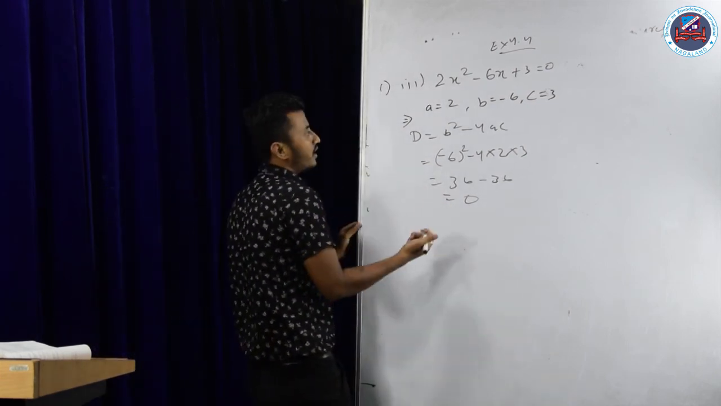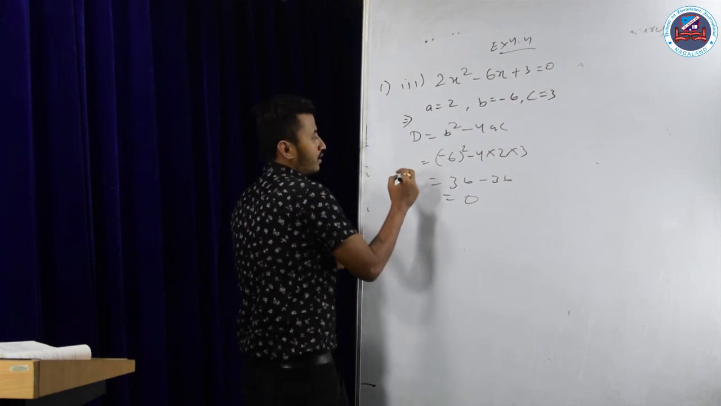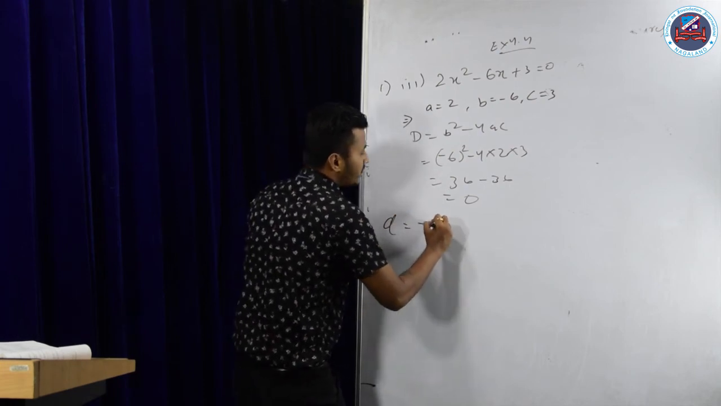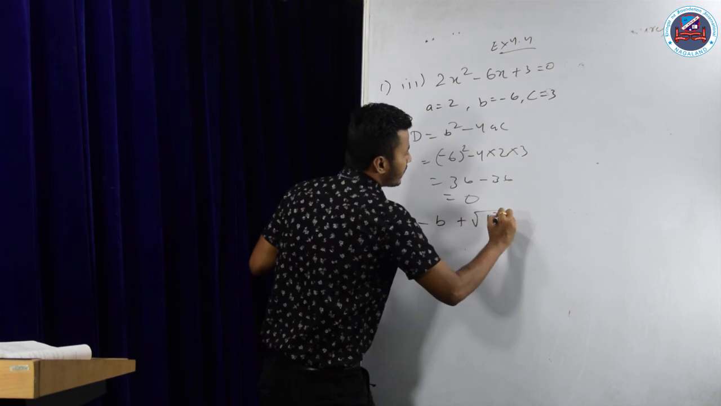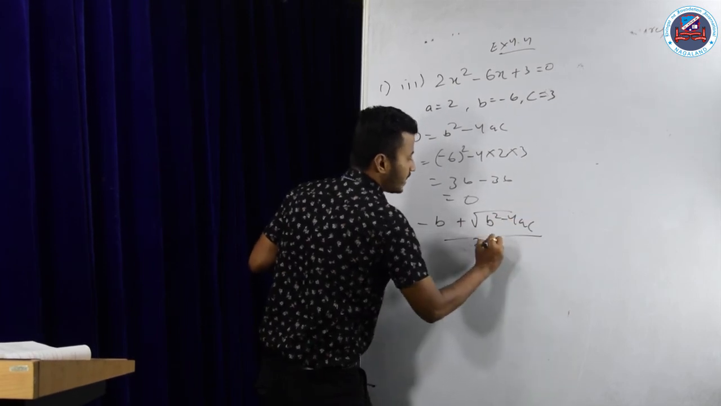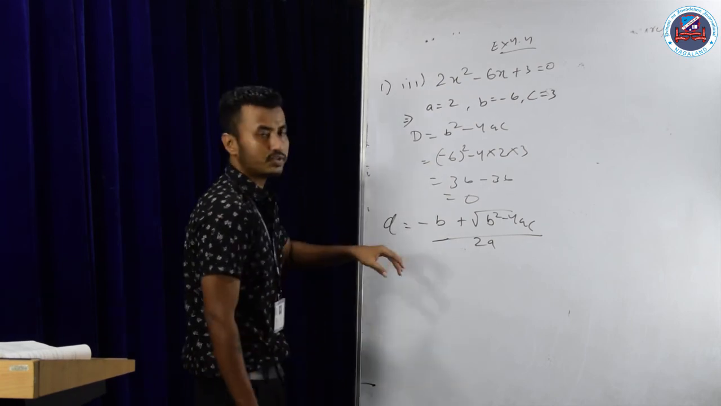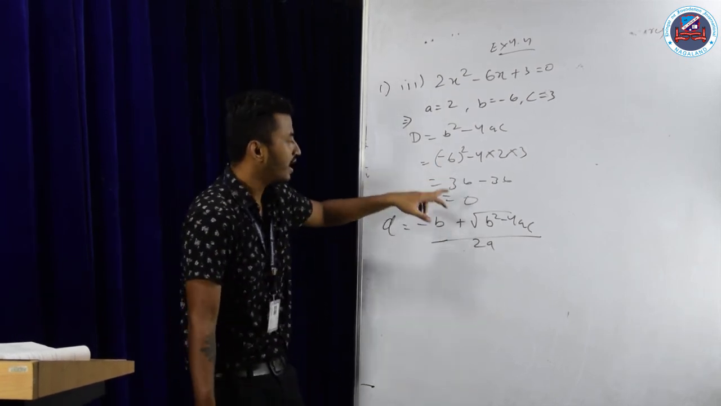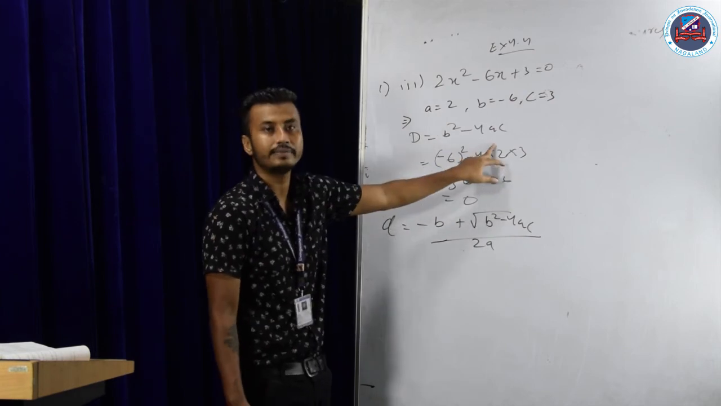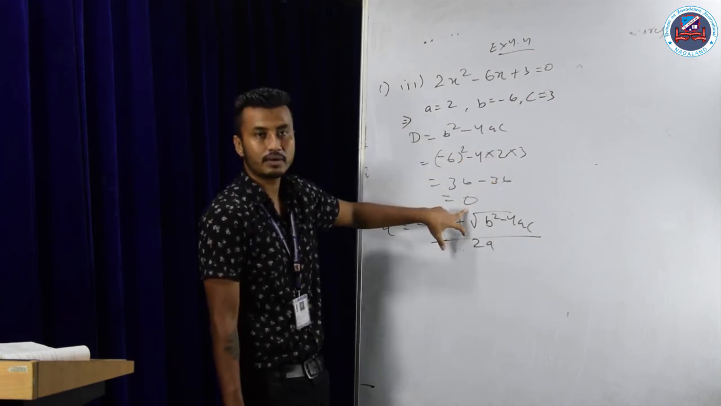Let's put it in the quadratic formula now. Alpha is what? Minus b plus under root b square minus 4ac by 2a. Yes or no? Okay, you can rewind the video back. I have given you this formula, the quadratic formula. Now guys, see here, b square minus 4ac is already the discriminant. What is the value of b square minus 4ac?